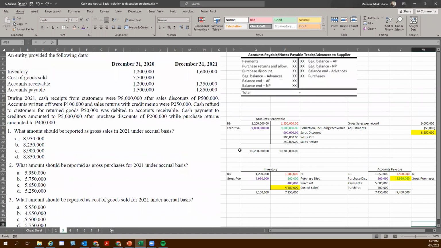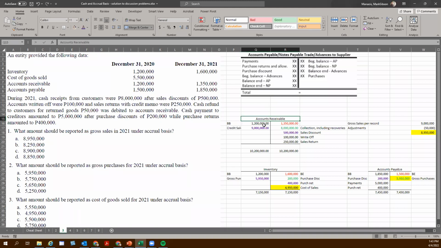In problem number 3, let's go through it one by one so the approach is clearer. So we have accounts receivable. Since in requirement number 1, what we are asked to find is gross sales under accrual basis. In the first 2 problems earlier, we established that under cash basis, we're looking into the collections. So with that, let's plot first.